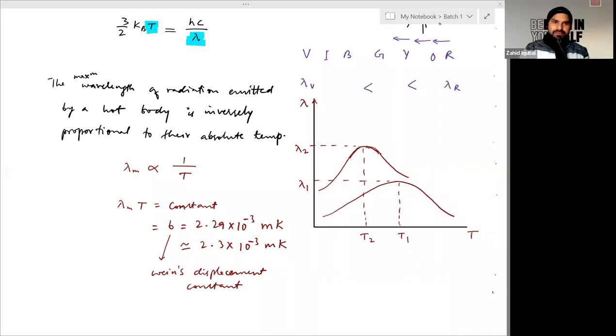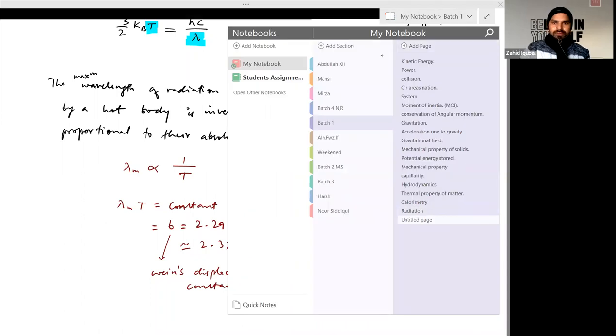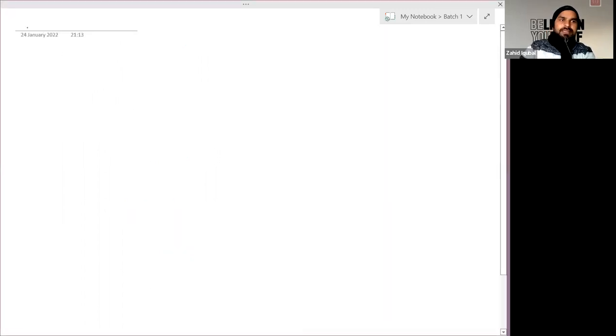So in last class we have just completed thermal properties of matter. So next we have to start with a new chapter, that is thermodynamics.